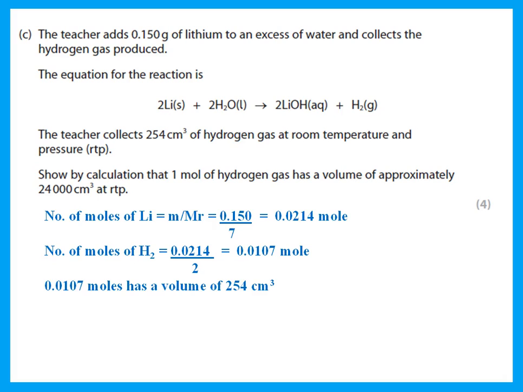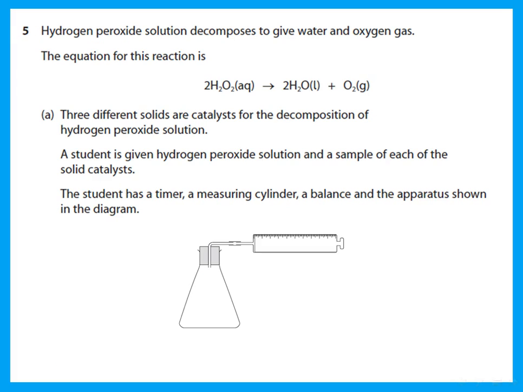Then he wants the volume. The volume is 254, so the 0.0107 moles have a volume of 254. So if I have 1 mole, what would be the volume of that? So you're dividing the total volume by the number of moles. This gives you something that is approximately 24,000 centimeter cubed. So this is correct.